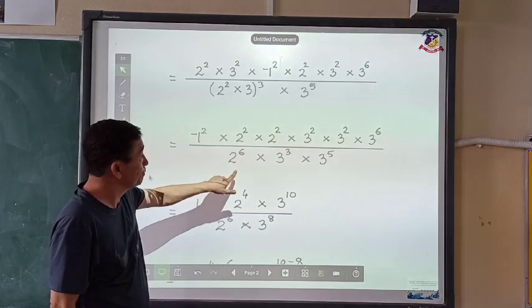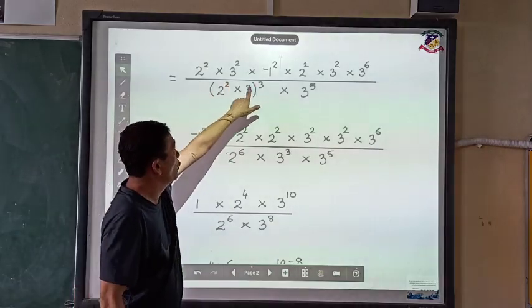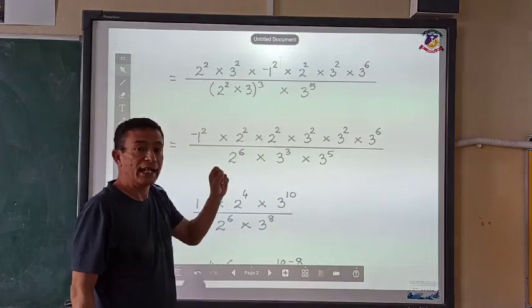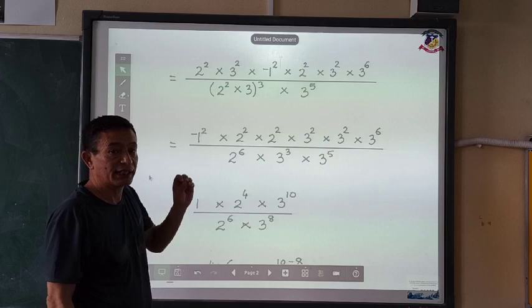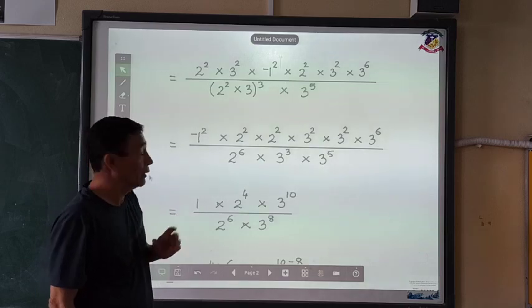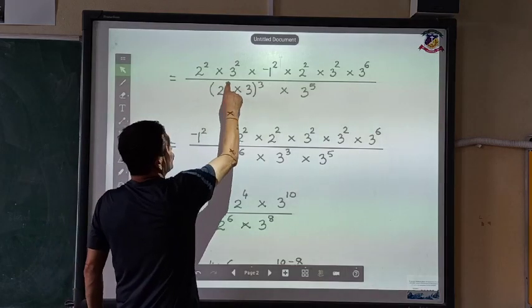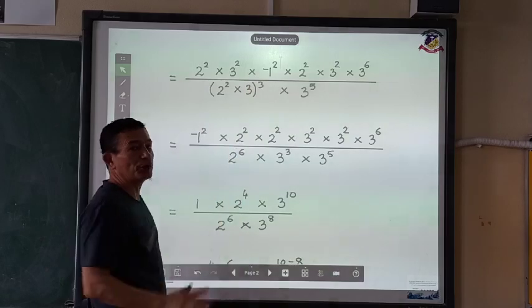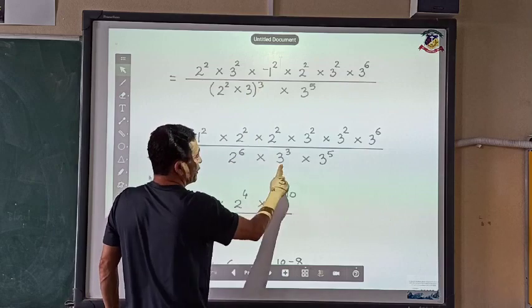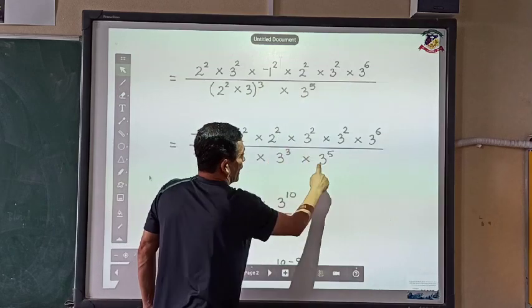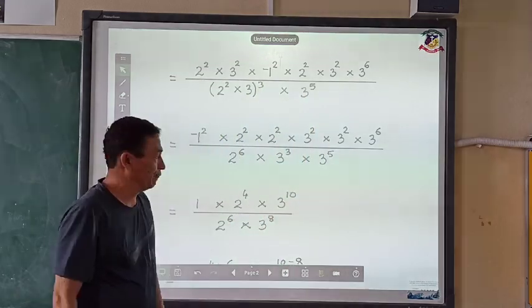Now over here, 2 squared whole cube, that is a to the power of m whole to the power of n, will give us a to the power of mn. So 2 to the power of 2 multiplied by 3 will give me 2 to the power of 6. Over here, 3 to the power of 3. And from here, I brought this 3 to the power of 5 down.